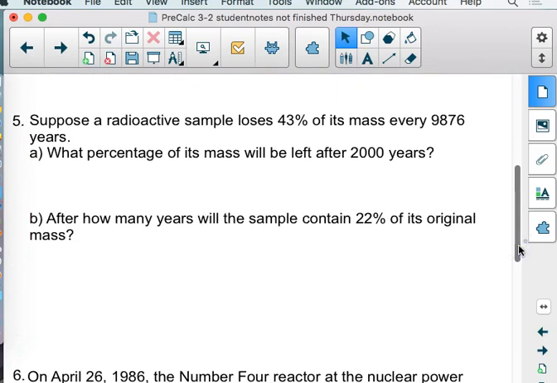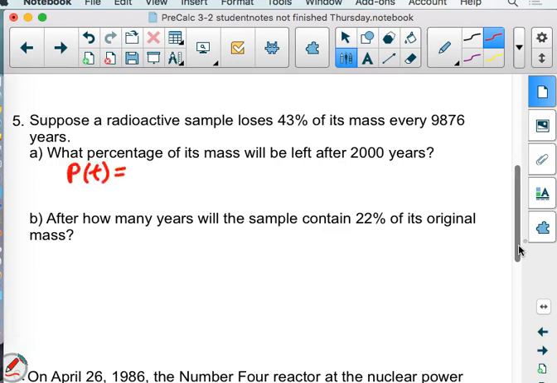5. Suppose a radioactive sample loses 43% of its mass every 9,876 years. That's a long time. What percentage of its mass will be left after 2,000 years? Let's see. I'm tempted to use R of t, but we'll go ahead and use P of t equals initial value. Okay, well then we better use a new variable. Let's just put x in there. That sounds good. All right, if it loses 43% of its mass, how much is it keeping?